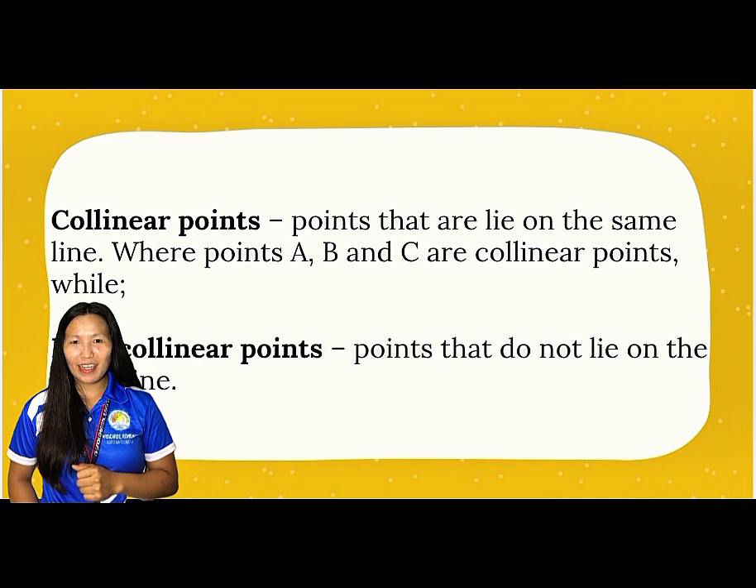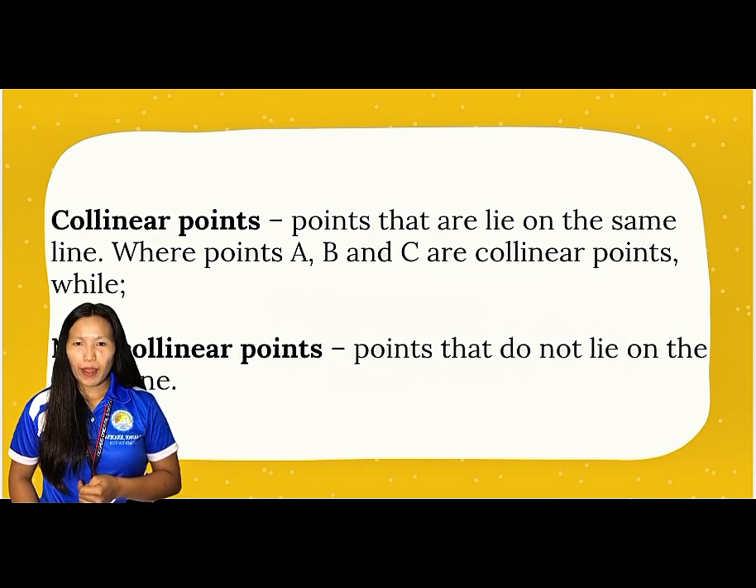When we say collinear points, they are points that lie on the same line, where points A, B, and C are collinear points, while the non-collinear points do not lie on the same line.